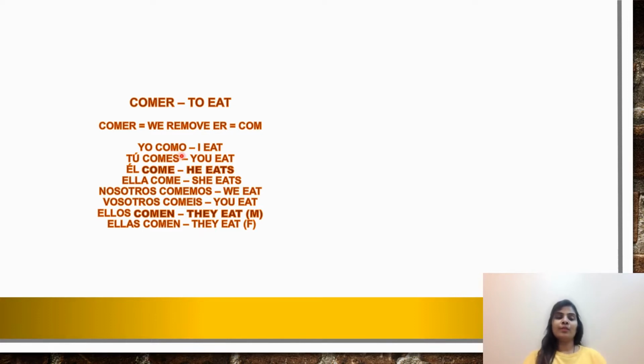Now, we have put all with com, which is our radical left out of the process of removing the ending. And next is putting the endings. When you remove the er, you have to definitely put something to make it look different, right? As we did in our last session of AR verbs. So now we go on to the endings part.